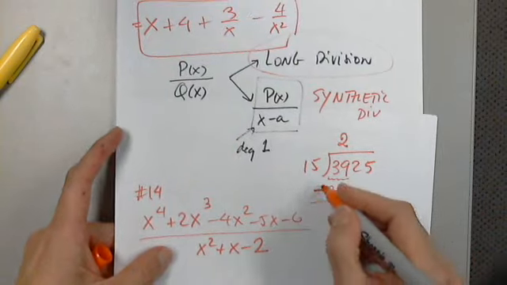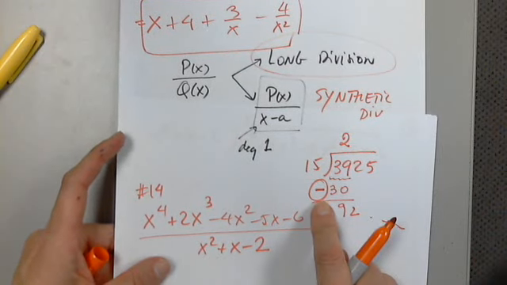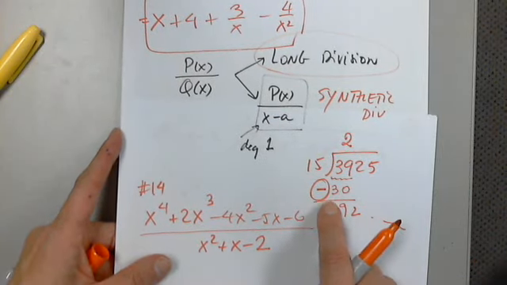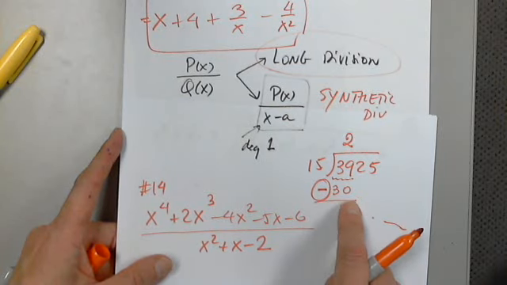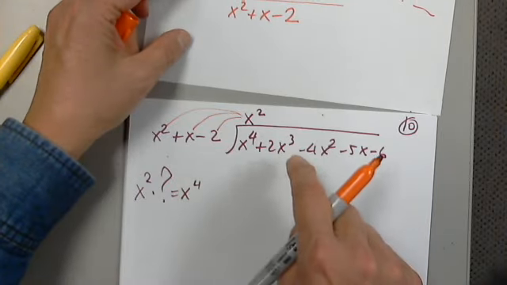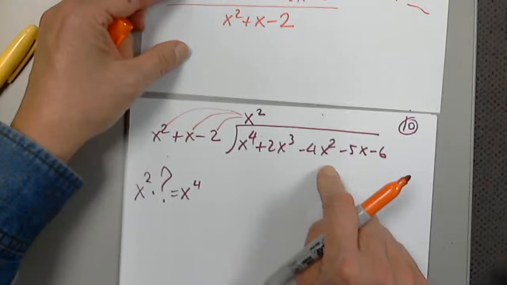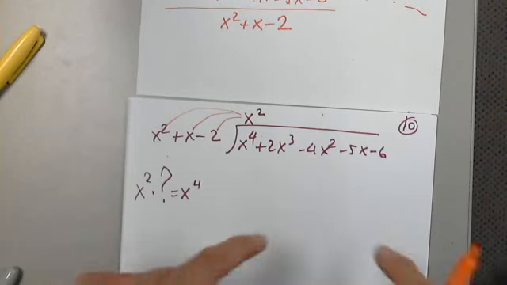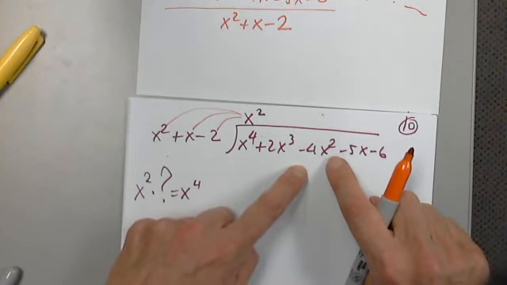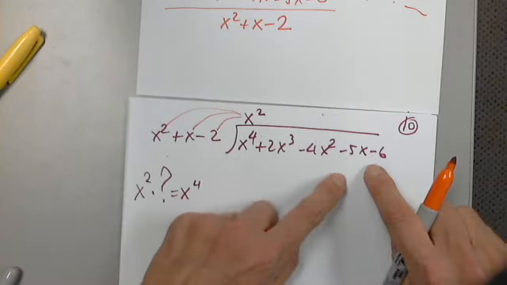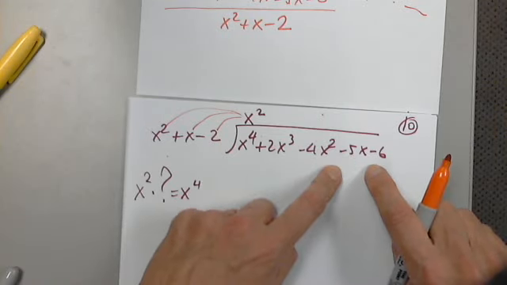Change the sign from whatever to the opposite because we subtract. Every time I write underneath, and I have to write underneath each like term. I cannot put x cubed under negative 4x squared. I cannot put x squared under negative 5x.